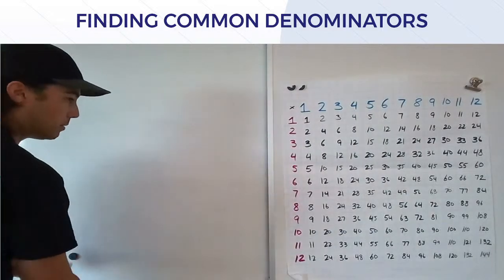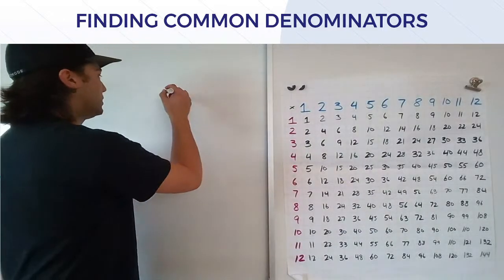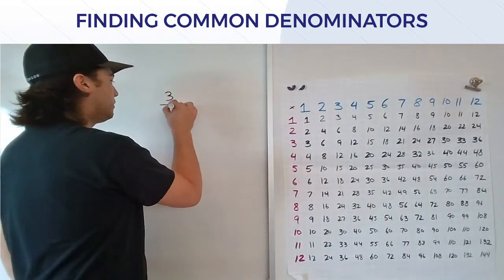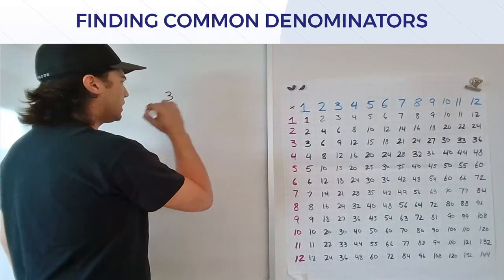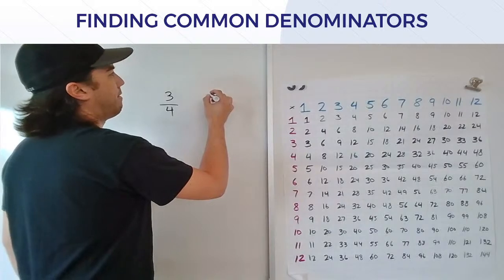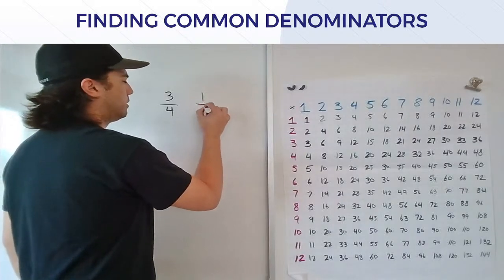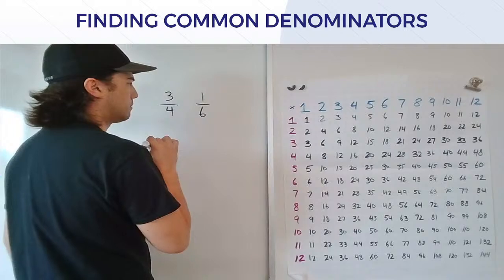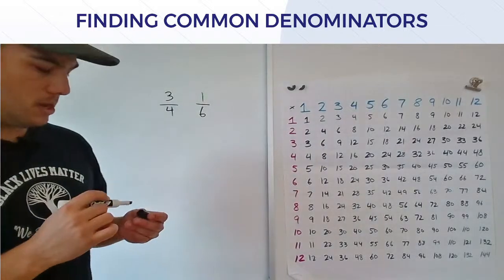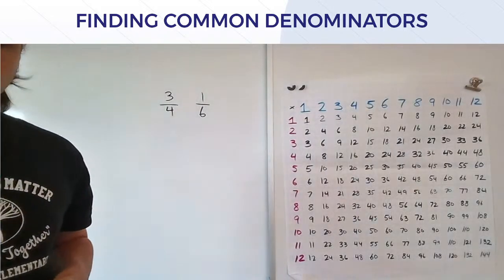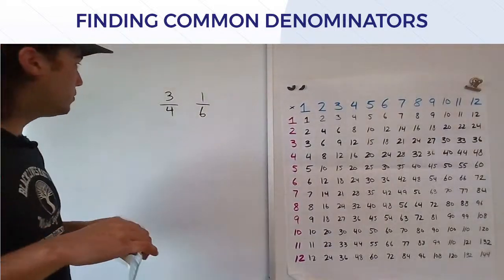Let's think about something like if you had two fractions like 3/4 and 1/6. What would be a common multiple of those two denominators?